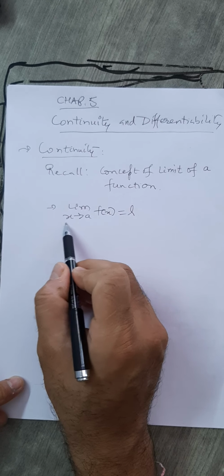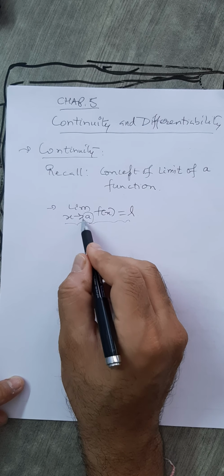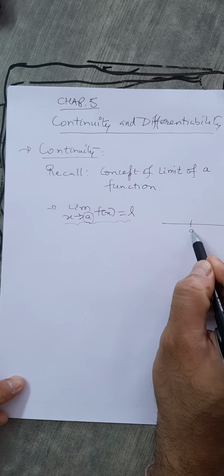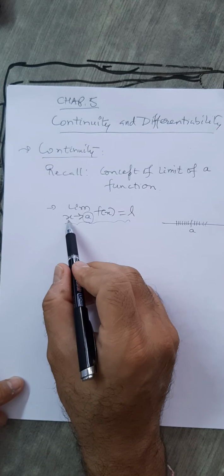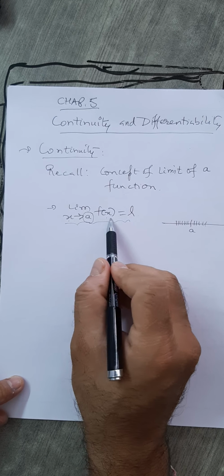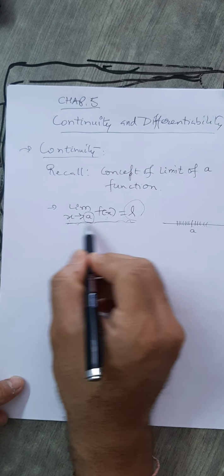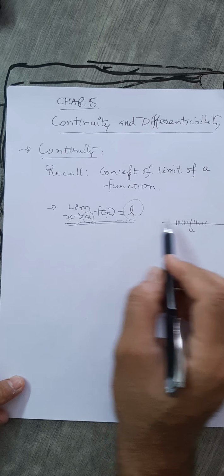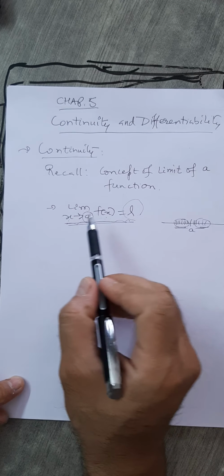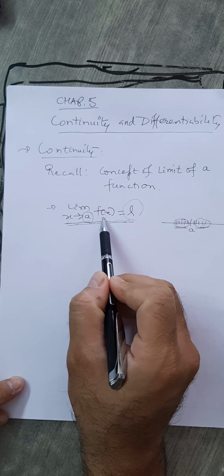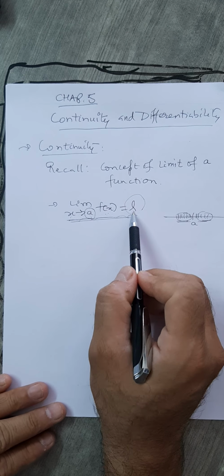Now what is the meaning of this? If you remember, you take values of variable x which are very close to a. Suppose this is a here, then you take values either from this side or this side of x. You put it into the function, then the function would be very close to L, and that L is called the limit of the function. This much you know. Here you can take the values from this side as well as this side. The values of the variable x are very close to a, then f(x) is also very close to L, and that L is called the limit of the function.